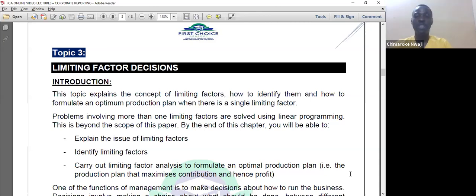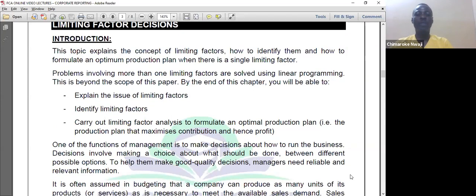But it is worth mentioning that when you graduate to the PM class, you'll be learning linear programming. So at the end of the class, you will explain the issues of limiting factors. You can identify limiting factors that limit production. You're also going to carry out a limiting factor analysis to formulate an optimal plan that maximizes your contribution and your profits.